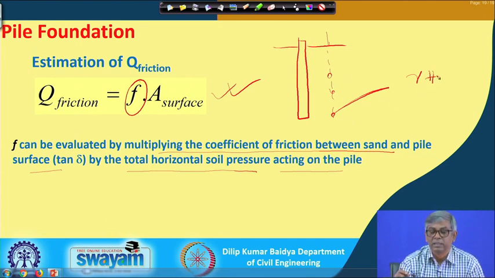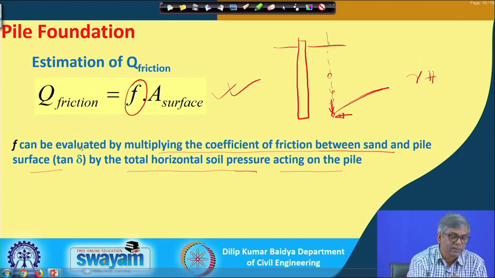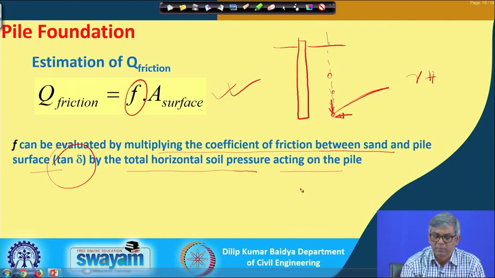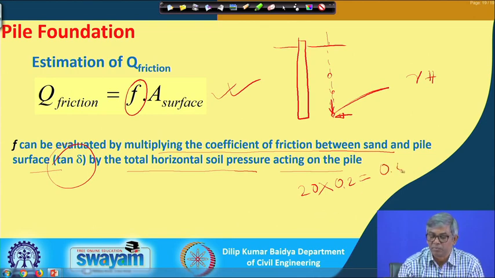So, vertical pressure is gamma times h, and if you multiply by the coefficient of lateral earth pressure, then you will get the horizontal pressure. After getting the horizontal pressure, you multiply by tan delta. Suppose the lateral pressure P is 20, multiplied by tan delta, suppose 0.2, then your unit skin friction will be 4.